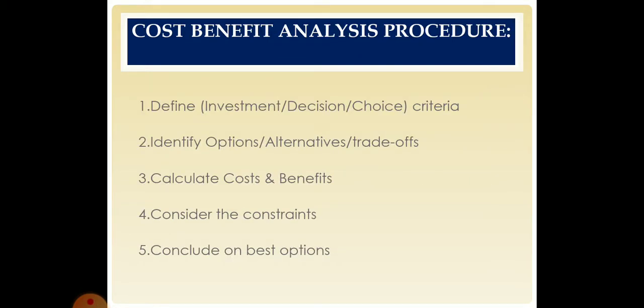So what are the steps for cost benefit analysis? First of all, define the investment, decision, or choice criteria. Identify options, alternatives, and trade-offs. Calculate the costs and benefits, of course. Consider the constraints, the limits. Conclude on the best option. I will see the best option that I have and choose it.